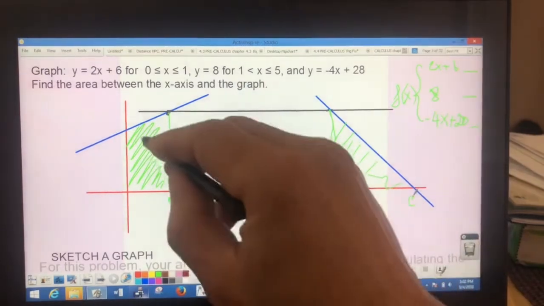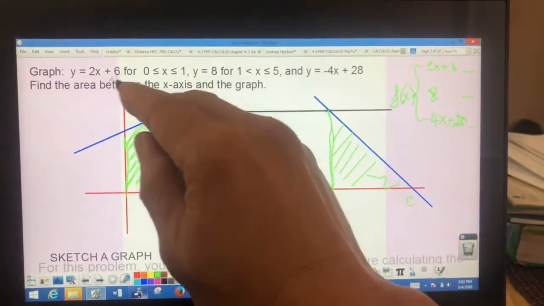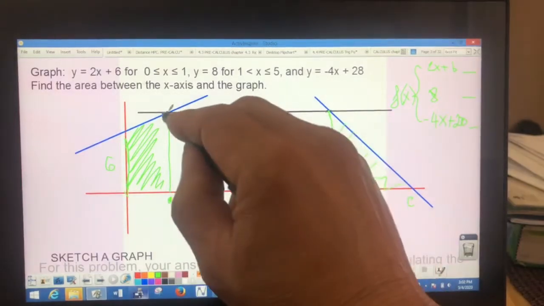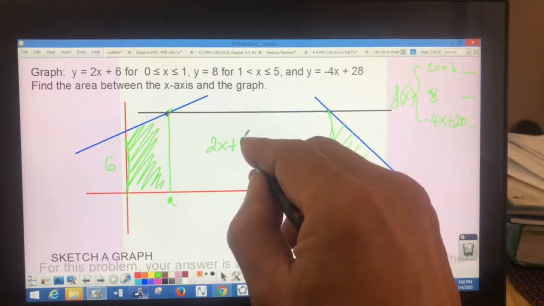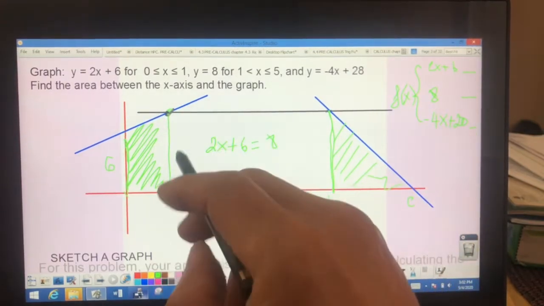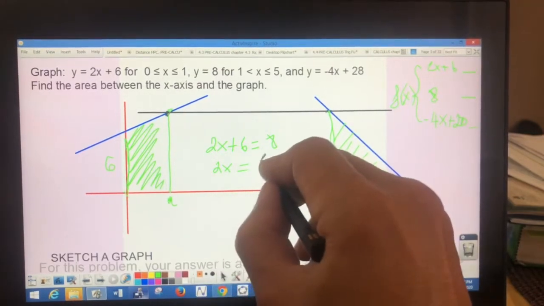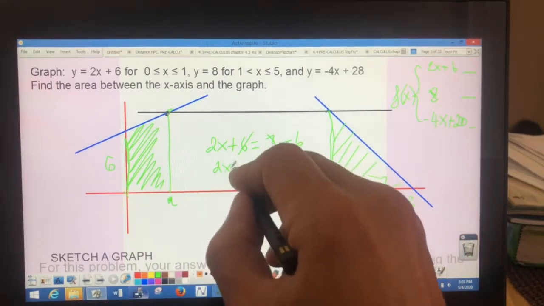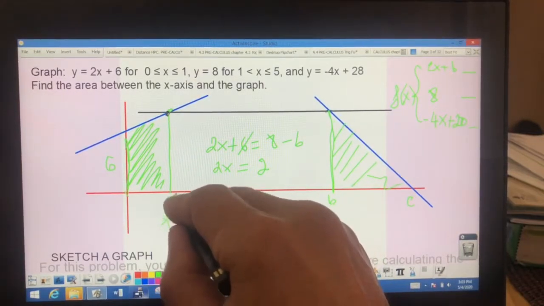So basically, you're going to find what the height is here. This height is easy because that function goes up to 6. I got 6. Now to find this height, the best way to do it is to set 2x plus 6 equal to 8 first, y equals 8, because that's your intersection. So solve this equation. 2x equals 2, subtract 6 from both sides, divide by 2, so your x, or your a in this case, equals 1.